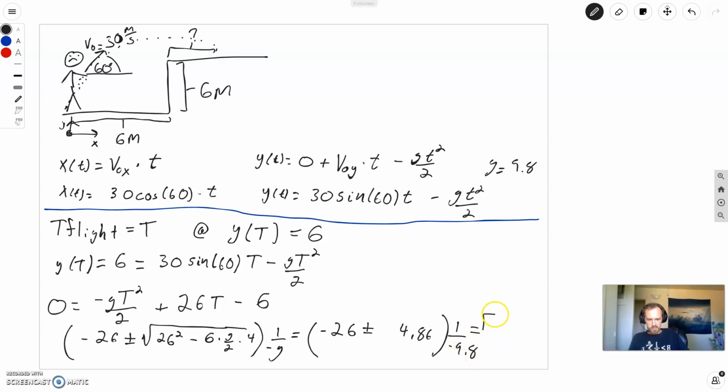So this gives us 2 times. I get negative 26 plus that answer divided by negative 9.8. I get 2.2, comma, negative 26 minus 4.86 divided by negative 9.8, 3.15.